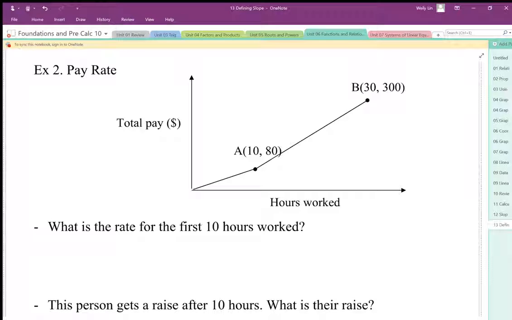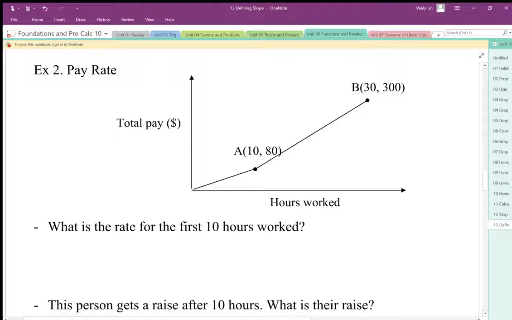Pay rate is also a slope. So when we look at the relationship between the hours worked as our independent variable, our input, versus the total pay, which is our dependent variable or our output, we can see there's a relationship, and this relationship has slope. Okay, so in this case here, it looks like the rate of pay is different at the beginning compared to then. So maybe they're on probation, they get paid less, and then after probation they get paid more.